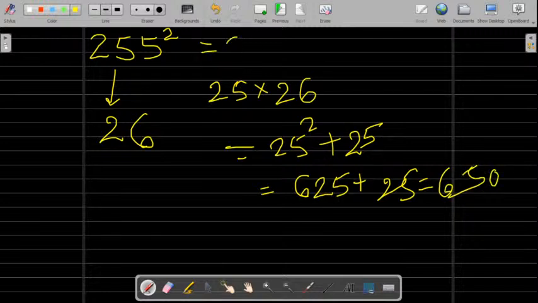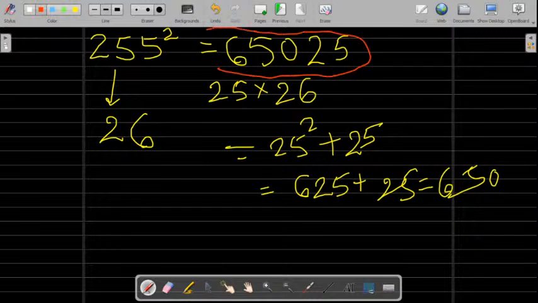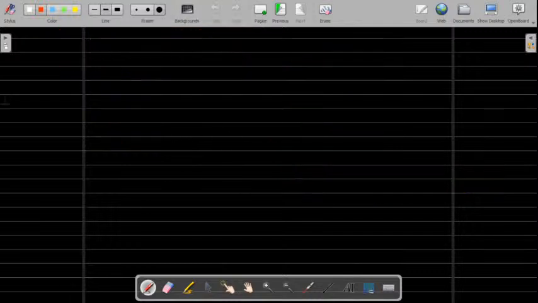So what is the result of this? 650 then 25. Yes. So this is the correct answer for this particular problem. Okay. 255 square means 65025. So in this way we have to solve these problems. These are very simple tricks to solve the problems. Okay, let us take one more problem.